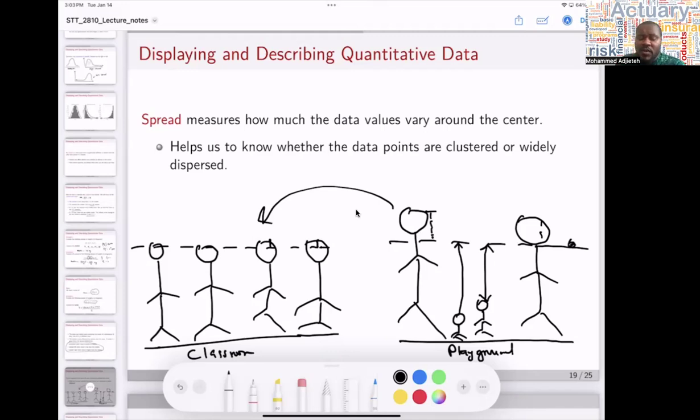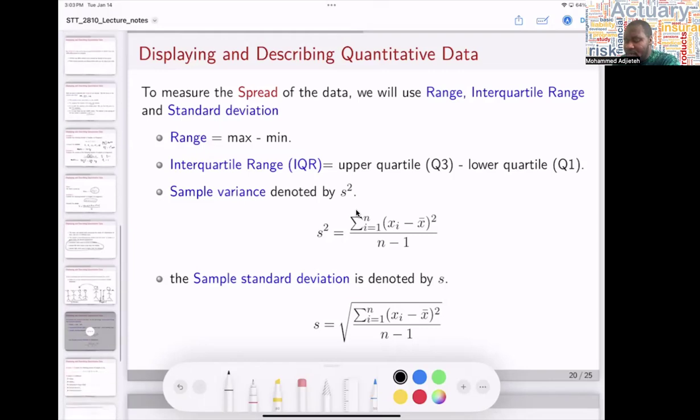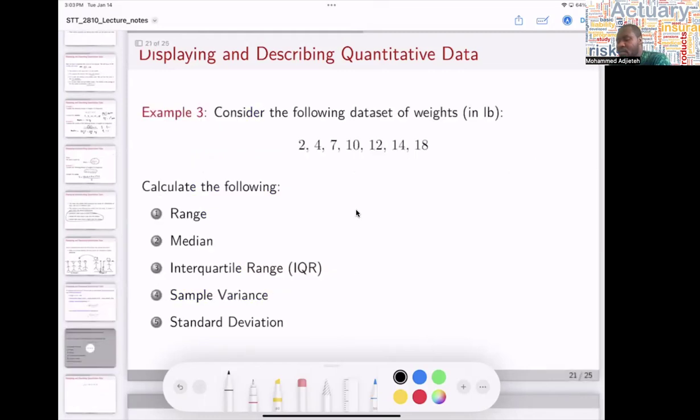And in measuring the spread, we are going to rely on the range, the maximum, the minimum, the interquartile range, the sample variance, and also the standard deviation. We would use the computer to do this, but like I told you, I think it's also good for you to know how it's done. So I have a simple example that we would try to compute these things. And when we are done, we are going to use StatCrunch to also compute this.